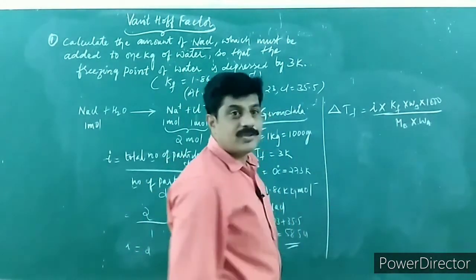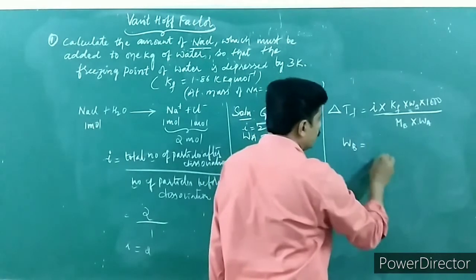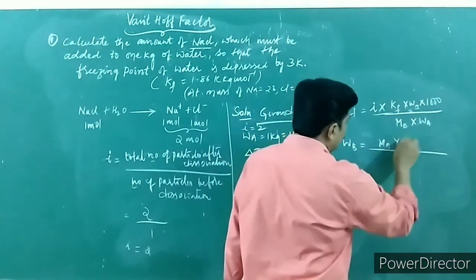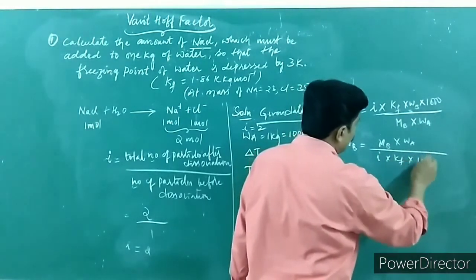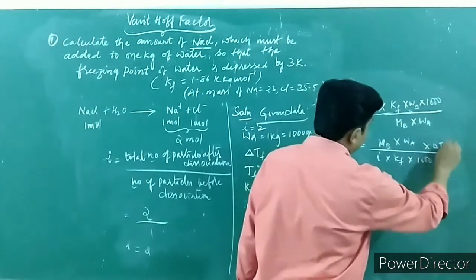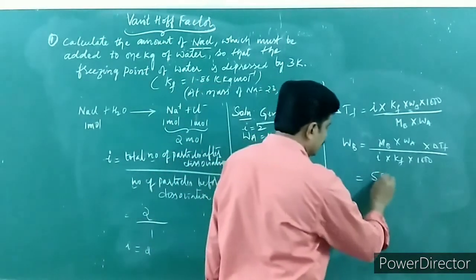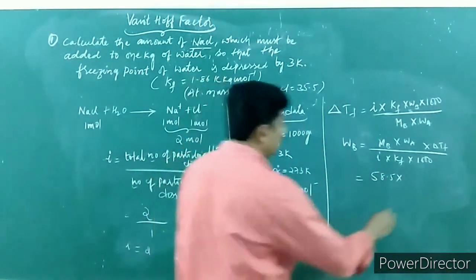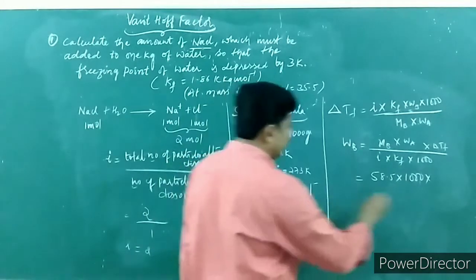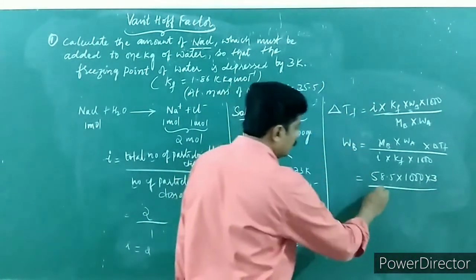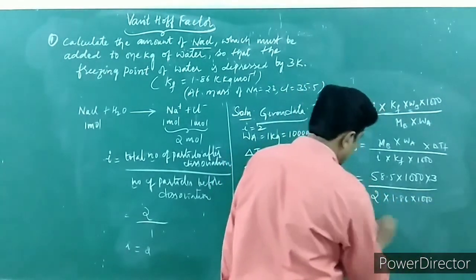Now, what are you supposed to find out? You are supposed to find out WB, is it not? Look here, WB is equal to MB into WA upon i into KF into 1000 delta TF. Now I substitute the values. MB is equal to 58.5, WA is equal to 1000 grams, delta TF is equal to 3 Kelvin, i is equal to 2, KF is equal to 1.86 into 1000.